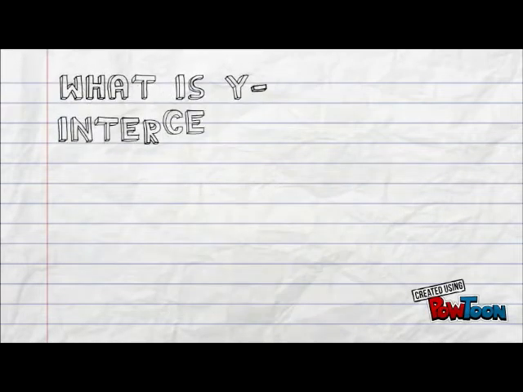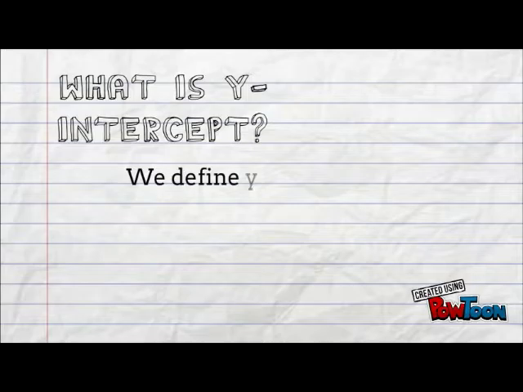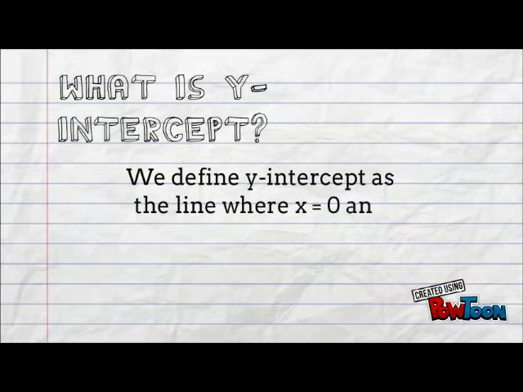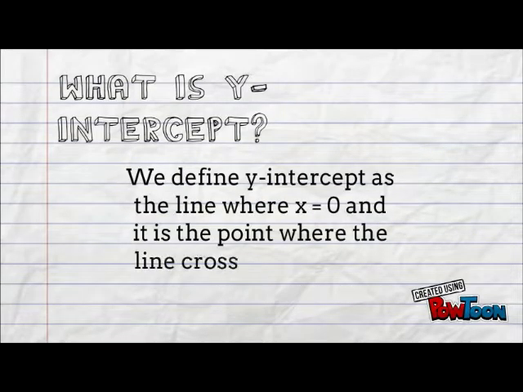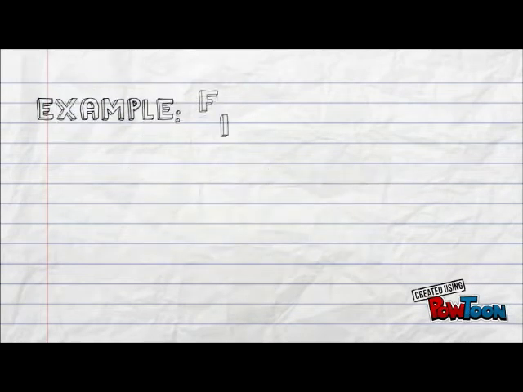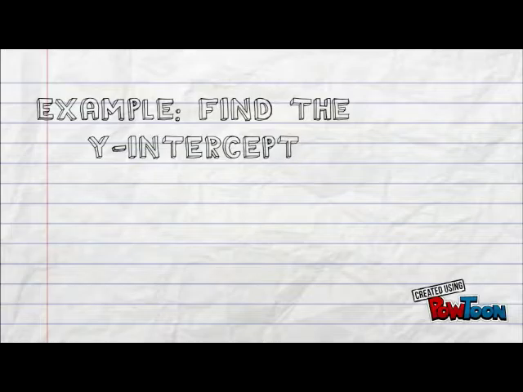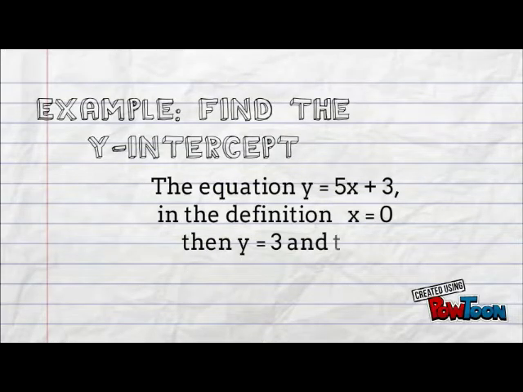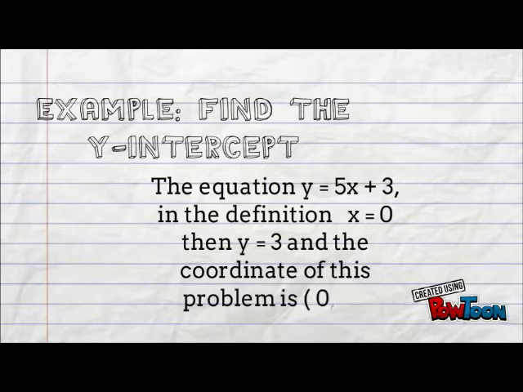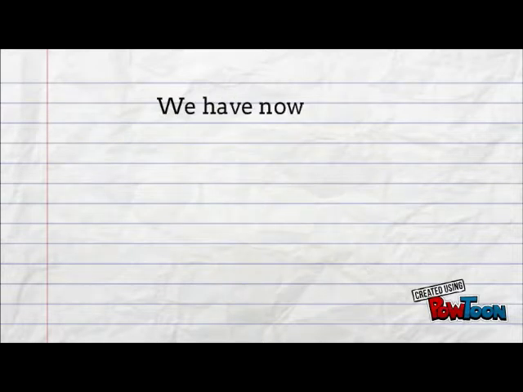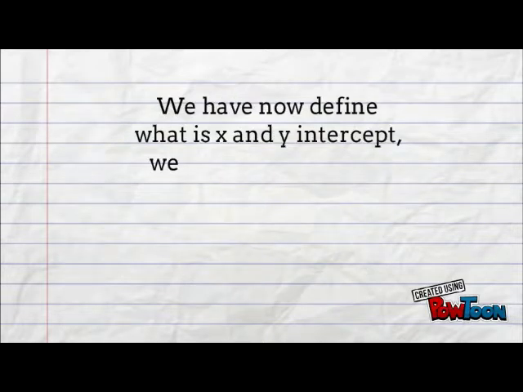So what now is the y-intercept? We define y-intercept as the point where x is equal to 0, and it's the point where the line crosses or intersects the y-axis. Example, find the y-intercept of the equation y is equal to 5x plus 3. In the definition, x is equal to 0, then y is equal to 3, and the coordinate of this problem is 0, 3. We have now defined what x and y intercepts are.